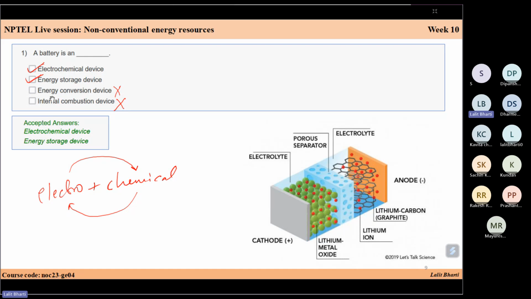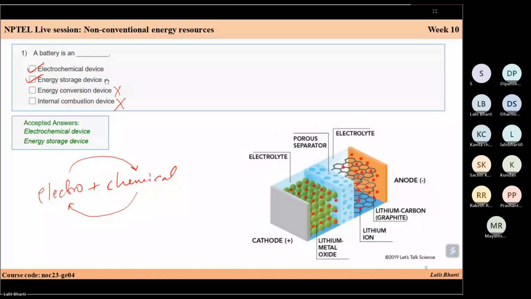Then energy conversion device. Energy conversion means you are converting energy from one form to another, for example converting solar energy to electrical energy in solar cells. That is an energy conversion device, but our battery is not, because we provide energy in the form of electricity and we get energy in the form of electricity back from the battery. So we are not converting, we are just storing, and whenever required, we get the same type of energy back. So it is an energy storage device.